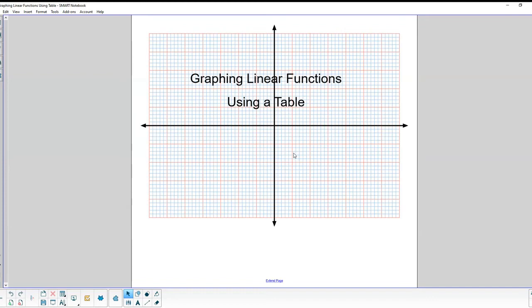using a table of values or something like that. We haven't done a lot of graphing for a while, so we need to kind of cover that again and make sure we understand how to do it. So here we go.